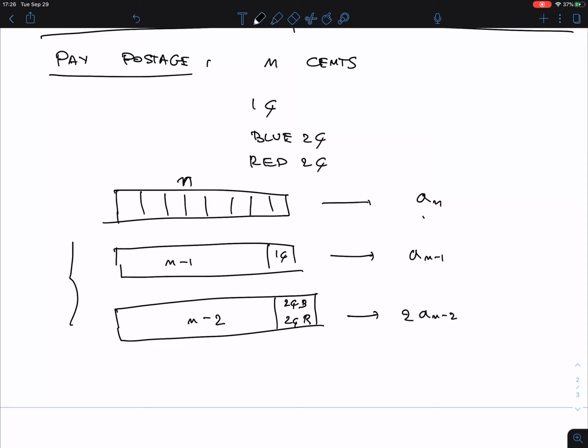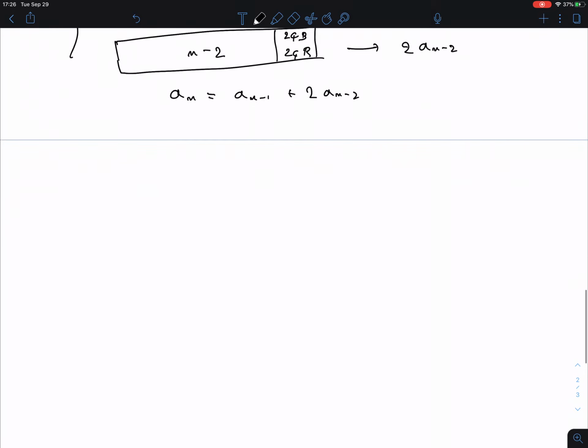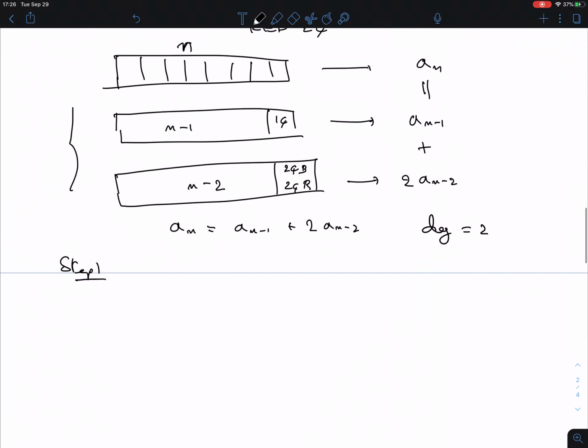These are disjoint ways of payment, so we know that this is just the sum, and so this is the recurrence relation: a_n equals a_{n-1} plus 2 times a_{n-2}. It's a homogeneous one. That makes it a little bit easier. So let's solve it. Step 1. Okay, but what is the degree? The degree is 2. If the degree is 2, before we actually do step 1, perhaps let's find out the initial conditions.